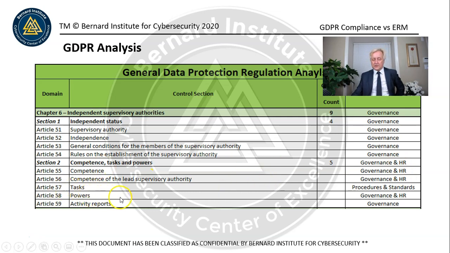57 task powers, 58 and 59 activity roles. So tasks are all about procedures and standards. They're about executing, but not executing in a broad, wide, uncontrolled fashion. We need to have some standards that they need to execute against. The powers and the authority needs to be decided by the governance committee and needs to be articulated in the roles and responsibilities by HR. Activity reports. This is a report up to the governance committee and, of course, could be shared with the regulatory body as well.